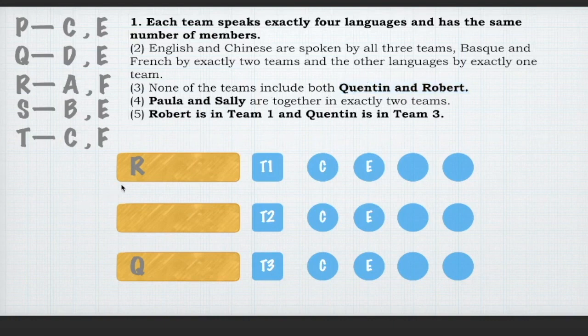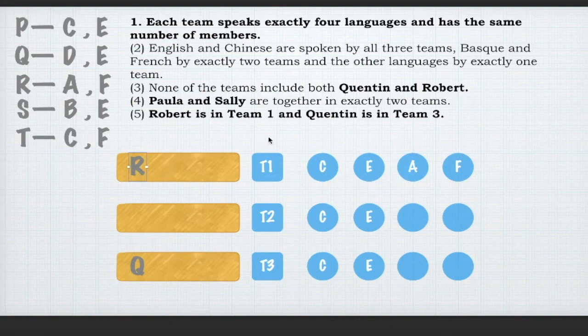So now let me just keep making deductions. If I think of Robert, Robert speaks Arabic and French. If I think of this particular team, Chinese and English it was already speaking, but if Robert is there, this team is definitely going to speak Arabic as well as French, simply because Robert is there in the team.